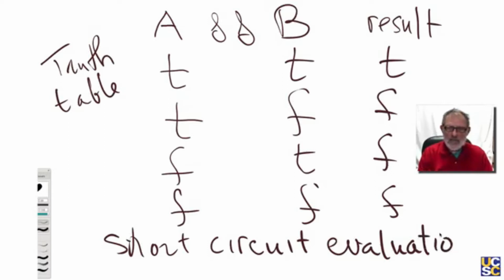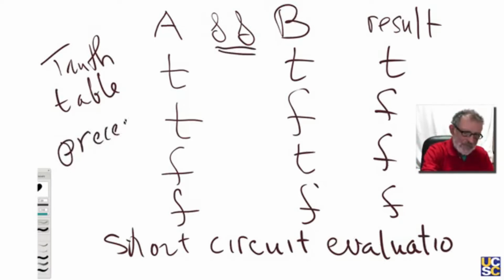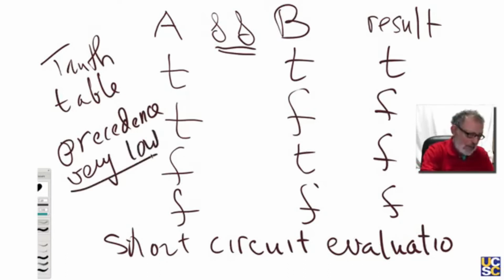One last thing about this operator is its precedence: very low. And I'm going to go over the whole precedence table, but by very low, I mean it's below any kind of mathematical expression. So if there's a mathematical expression involved in these arguments, then they would be evaluated before the logical and gets evaluated.